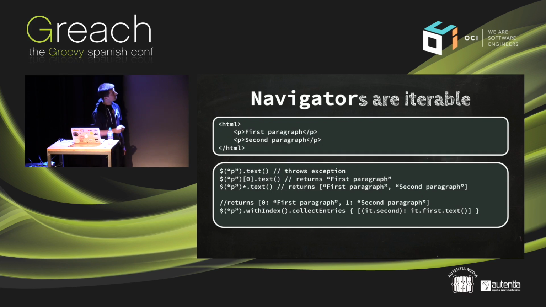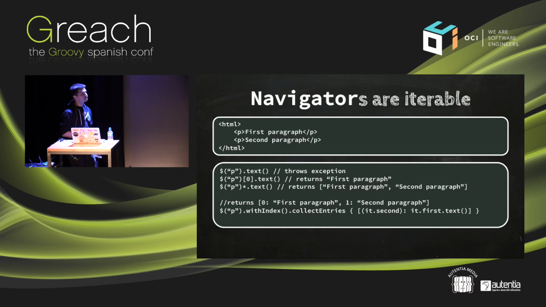So let's look at an example. We have 2 paragraphs, and we are creating navigators that will contain both of these paragraphs every single time. I've mentioned to you that at the moment, in the latest JEP, when you try to call text on a multi-element navigator, that's going to throw an exception. But there are ways around it. If you know that you are dealing with a multi-element navigator, you can change that multi-element navigator to be a single element navigator by using a subscript operator, for example.